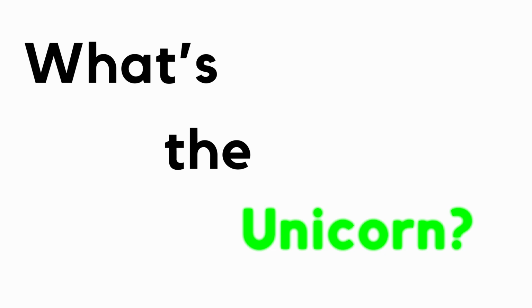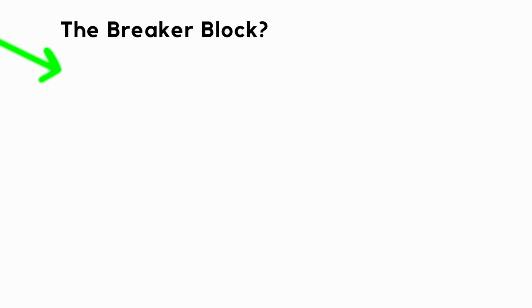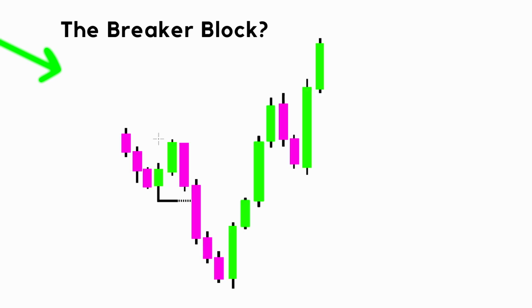So what's a unicorn? The first component of the unicorn is the breaker. A breaker block is a failed order block that leads to structural changes and liquidity shifts. It represents a price range that was expected to act as support or resistance, but gets disrespected, and then serves as support for the opposite directional movement.